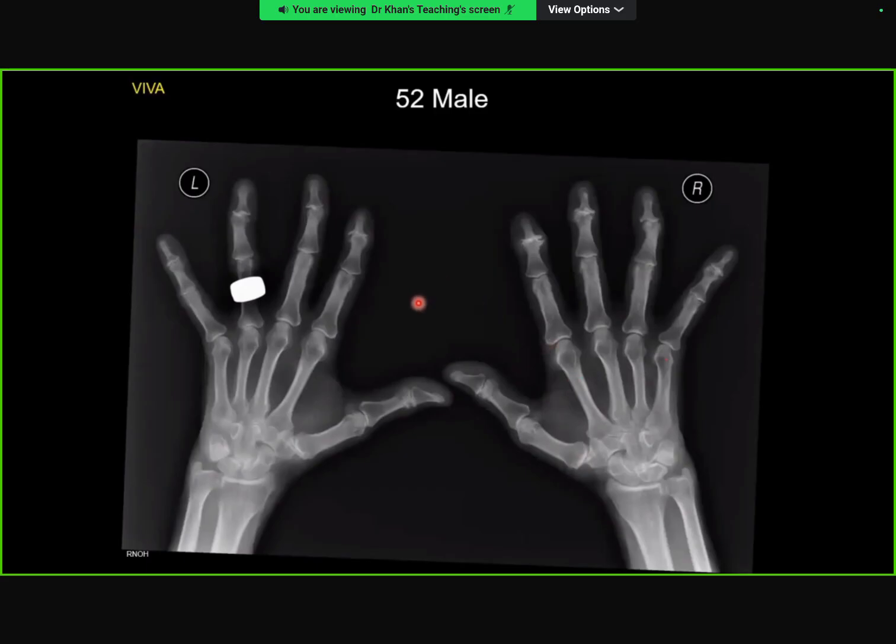So there is a central erosion noted in the distal interphalangeal joints, along with the soft tissue swelling, more marked on the right side, giving the seagull appearance. So my first differential will be erosive arthritis or psoriasis. Well done. I'll take over.